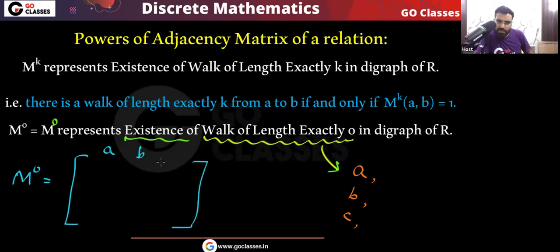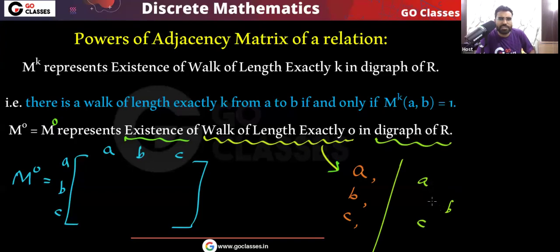If I write here, for example, A, B, C, then what will be M power 0? M power 0 represents existence of walk of length 0. Tell me, from A to B, can you have a walk of length 0? Whatever graph you take, you have A, you have B, you have C. Can you have a walk of length 0 between different vertices?